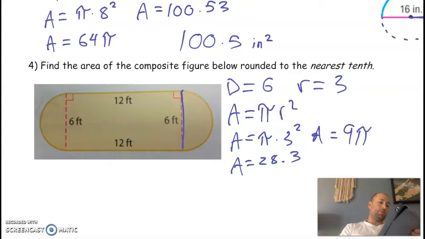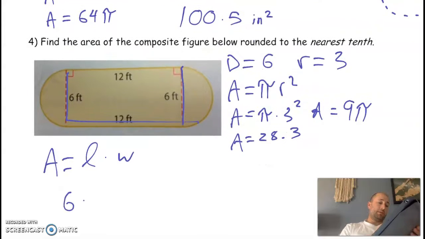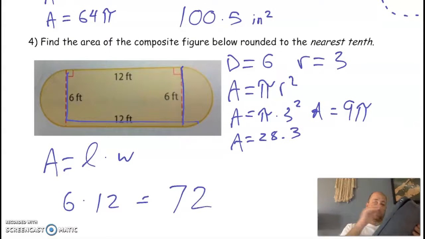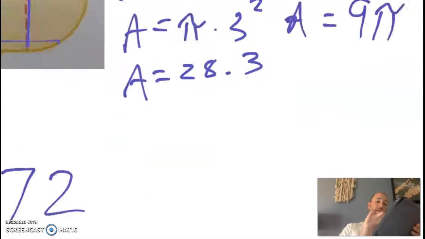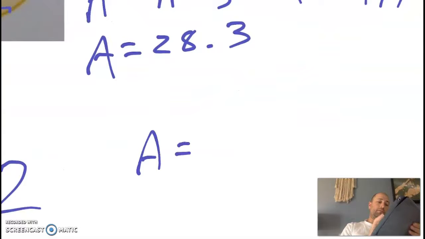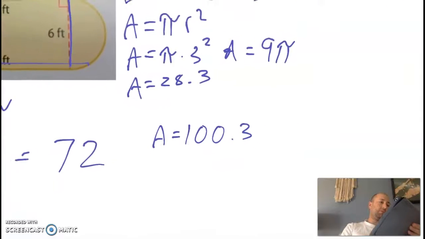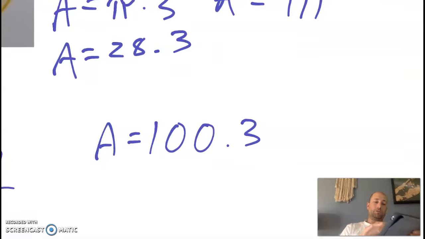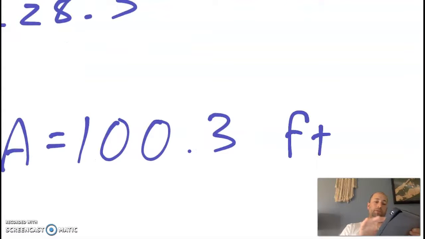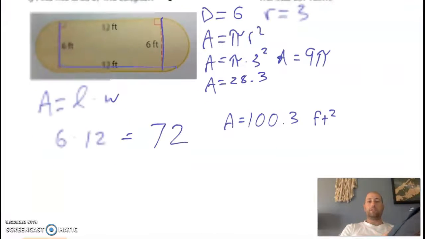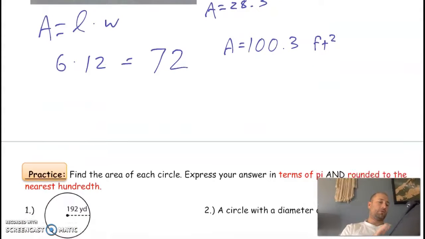So we just did the 2 ends, the 2 semicircles. Now I'm going to do the middle. That is length times width. So area equals length times width. 6 times 12 is equal to 72. So I have 28.3 and 72. If I add them together, my total area is equal to 100.3. What is that? Feet. Always got to put the units. Feet squared, or square feet. Okay. So far, so good.